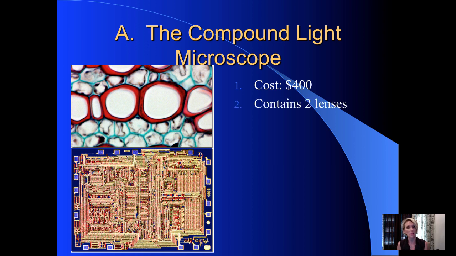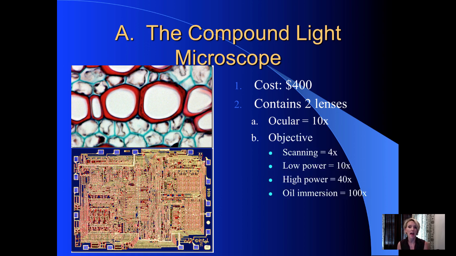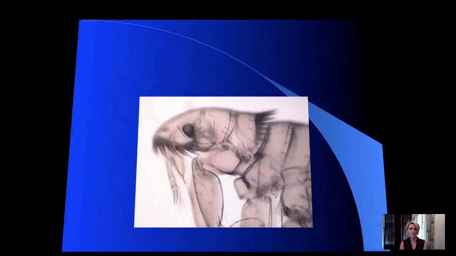And the reason it's called a compound light microscope is because it has two lenses in the same way that a compound word has two words put together to make one word. A compound microscope has two lenses in addition to a light source. Now, the eyepiece is the lens that you look through. It's called the ocular lens, and ours have a magnification of 10 times. And then there's the objective lenses, which turn on a nose piece and have varying degrees of magnification, going from 4 times magnification all the way up to an oil immersion objective, which is up to 100 times magnification.